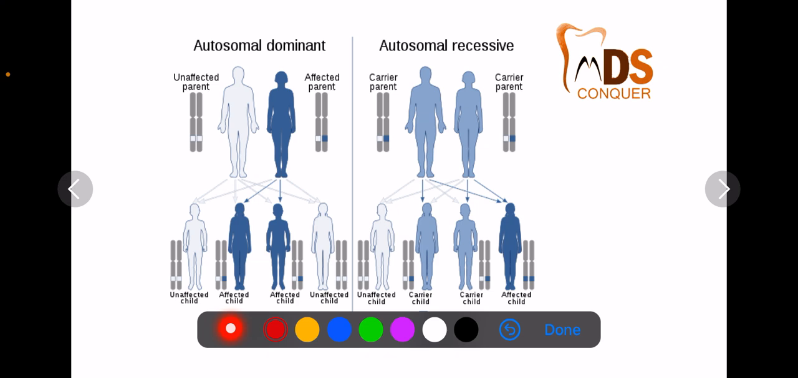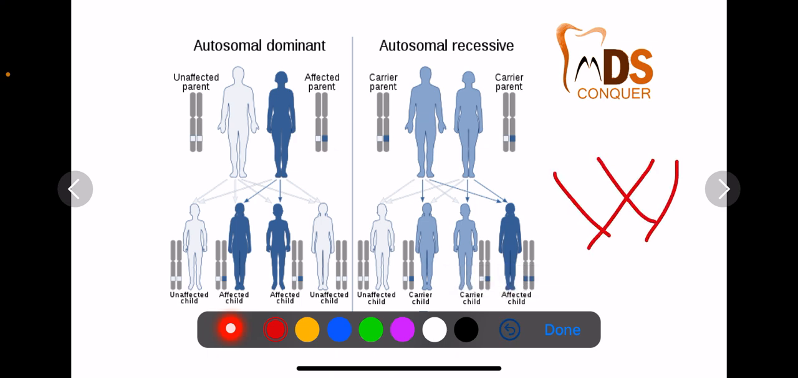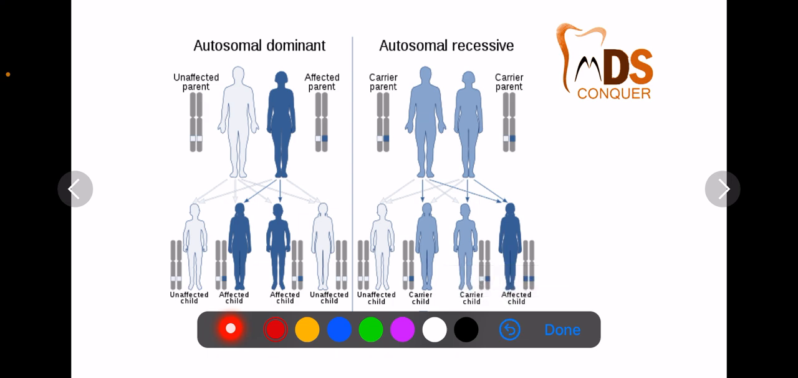Whatever disease you get, first you need to know whether it's autosomal dominant or autosomal recessive, and then you have to draw the disease by name, and then you have to do the crossing. Then you'll understand what percentage of the disease is being transmitted or carried by the offspring.